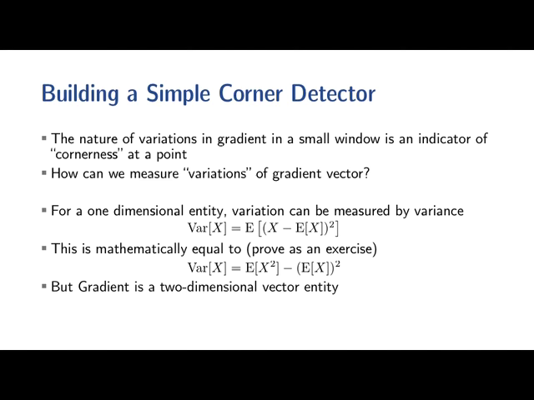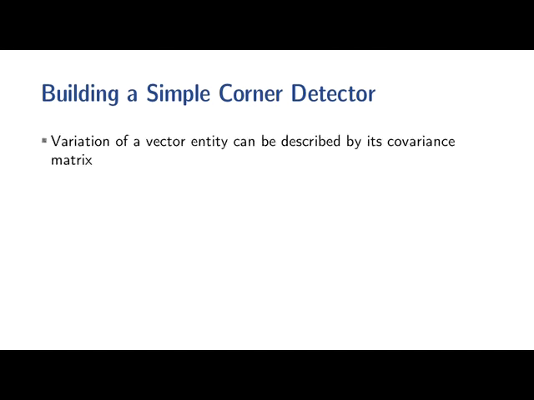So this is also a topic from probability and statistics: for vector entities, how do we talk about variation of an entity? We talk about the covariance matrix. Okay, and so here we have a 2 by 1 vector.